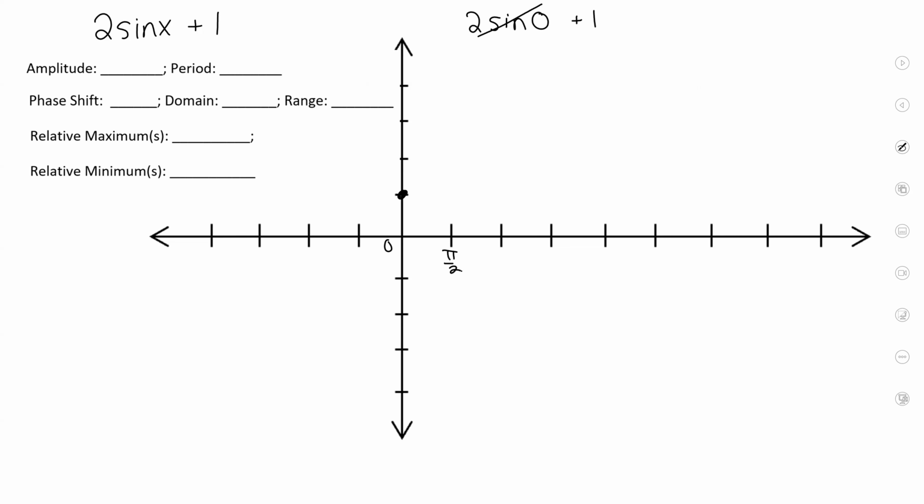Sine of 0 is 0. The unit circle, and then add 1, you're at 1. Sine of pi over 2. Do you guys remember what the sine is for pi over 2?